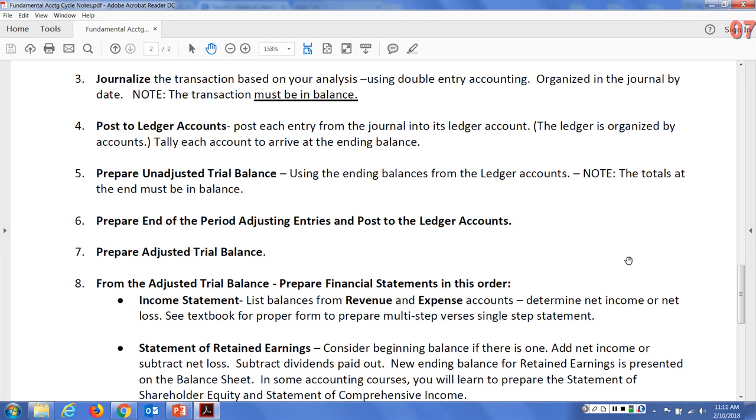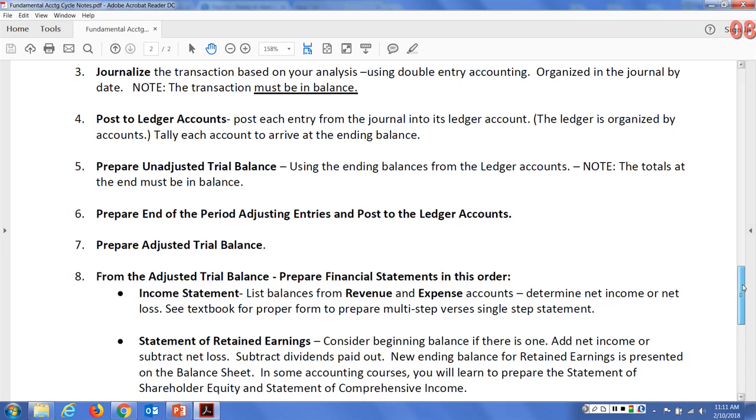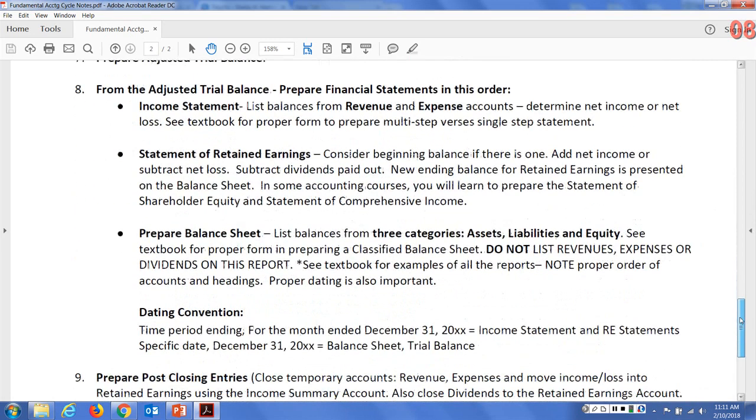Prepare new balances. You're going to retally those ledger accounts and prepare an adjusted trial balance now. Again, the adjusted trial balance has to be in balance, otherwise there's a problem and you need to go find that problem or that error, correct it, and go forward. If you're in balance, now you're ready to prepare the financial statements. So for us in financial accounting, this is our end product.